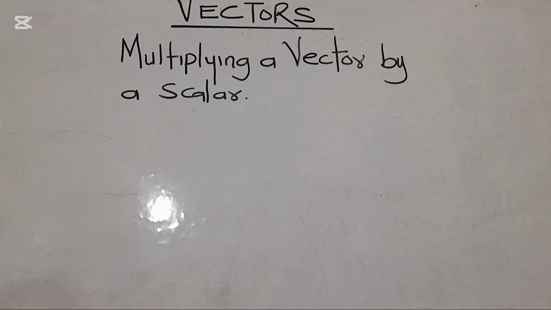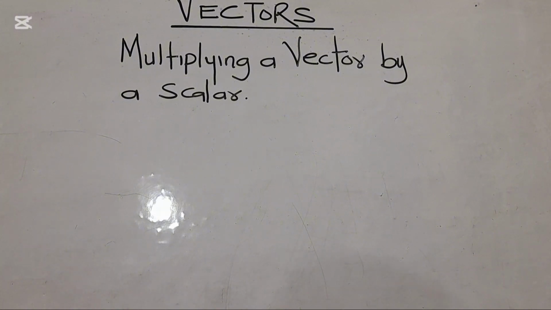Now let's look at this. Multiplying a vector by a scalar. What is a scalar? A scalar is just size, magnitude, like we know it in physics. A scalar quantity is any quantity that has only magnitude but does not have a direction. In this case, we just take it as a constant, a single number.